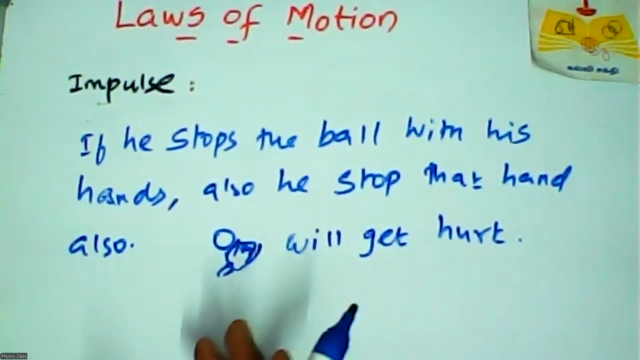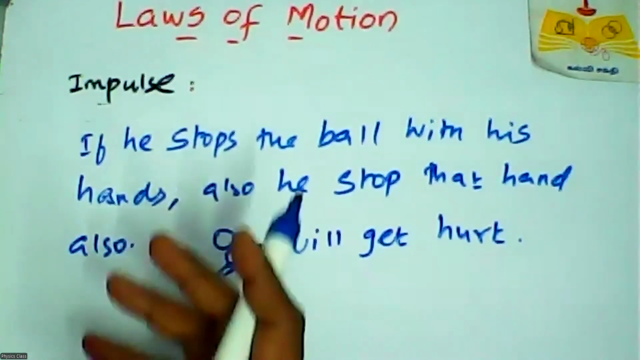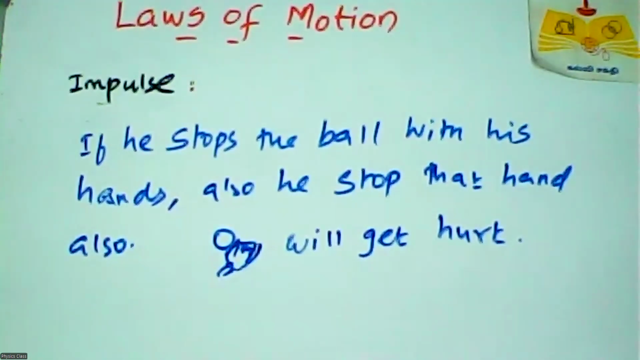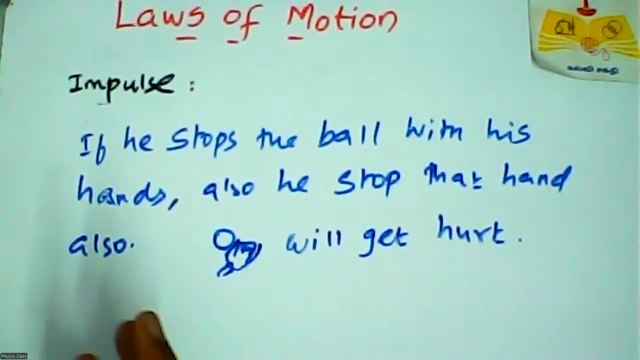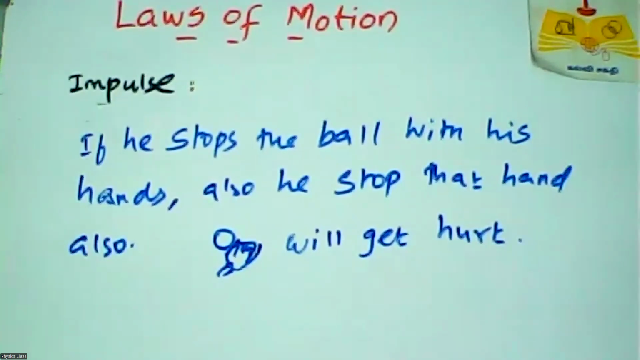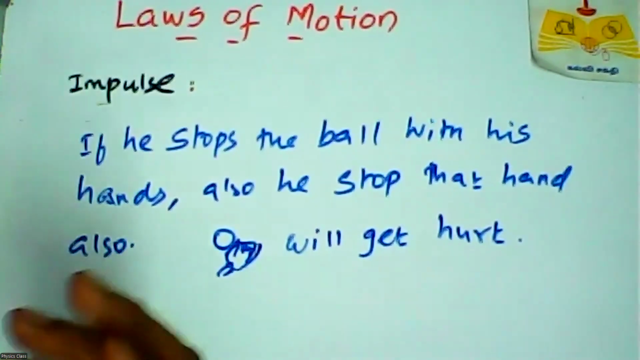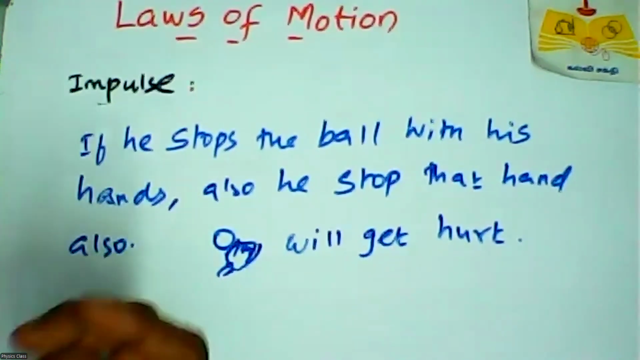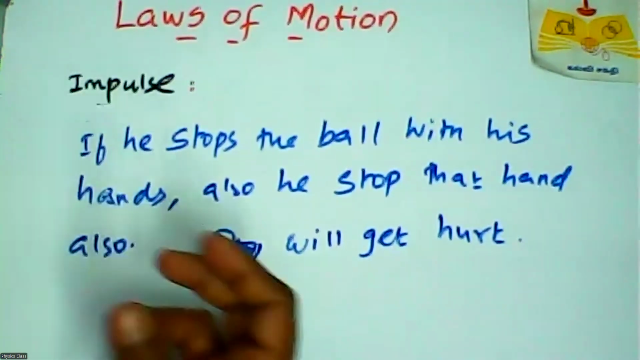To avoid getting hurt, the player brings the ball to rest slowly. That's why he brings his hand towards the ball's direction, because he has to reduce the speed by increasing the time. So to avoid getting hurt, the player brings the ball to rest slowly.